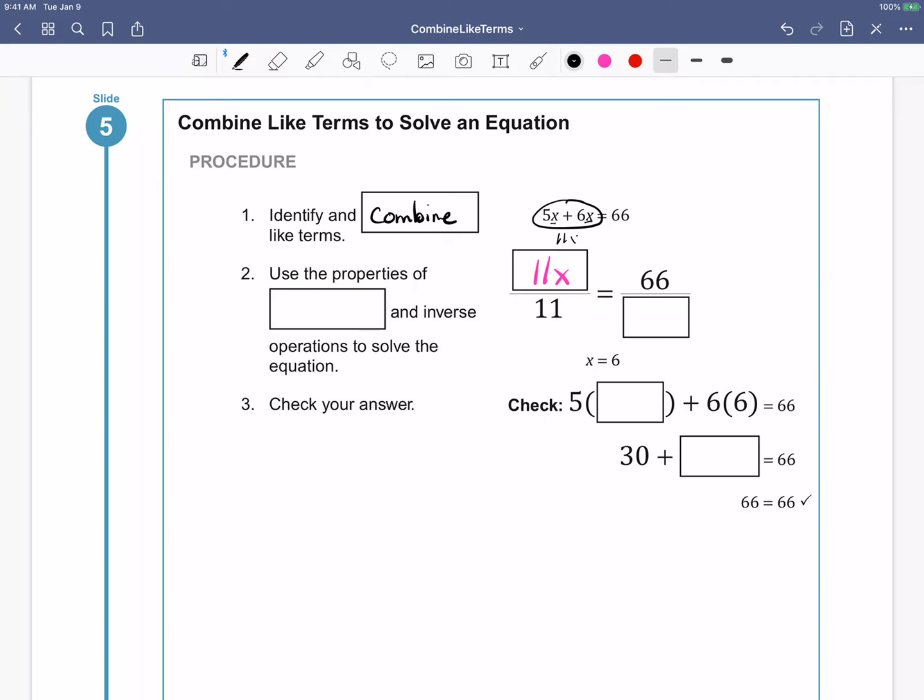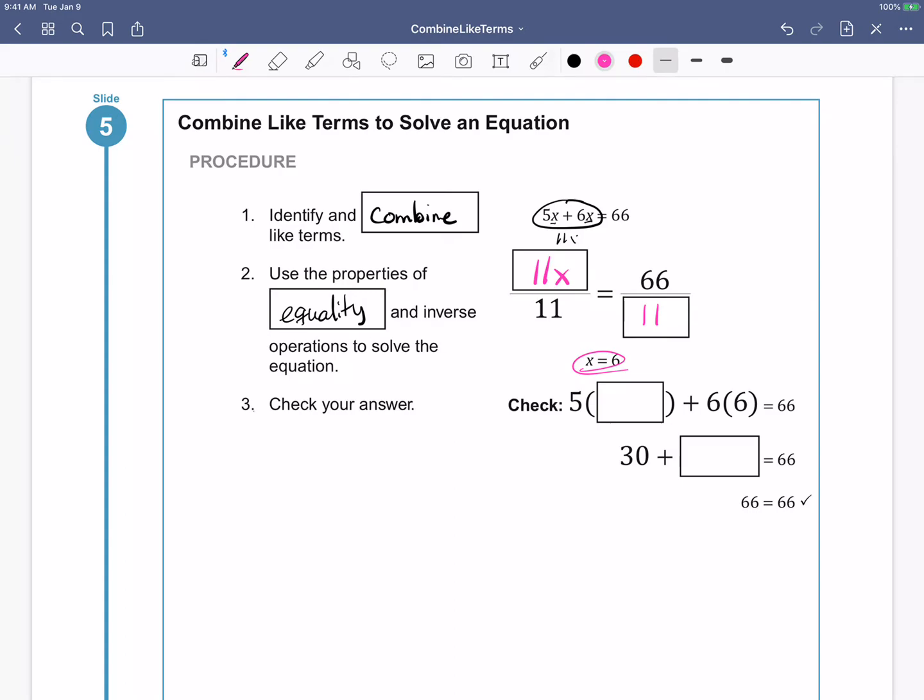Now my second step is use the properties of equality and inverse operations to solve the equation. So now I have 11x. I kind of give it away, right? I'm going to end up dividing by 11. And 66 divided by 11 is just 6, right?